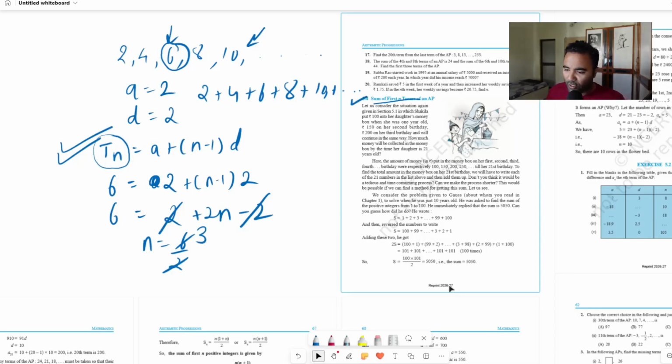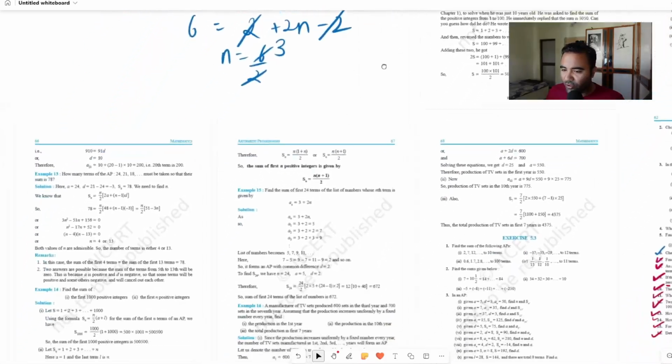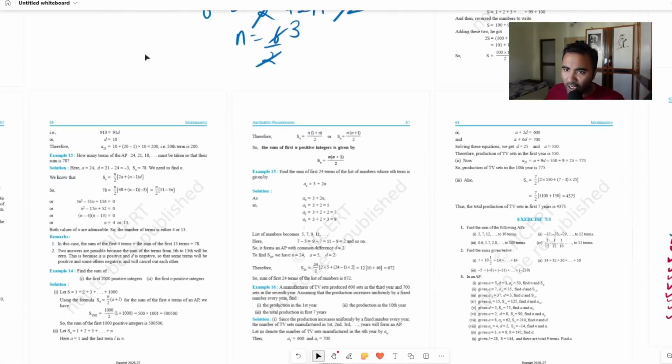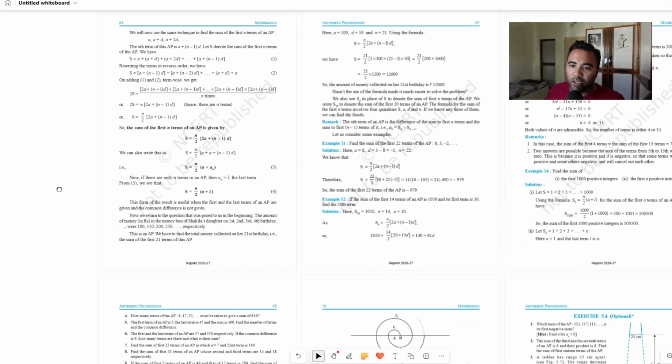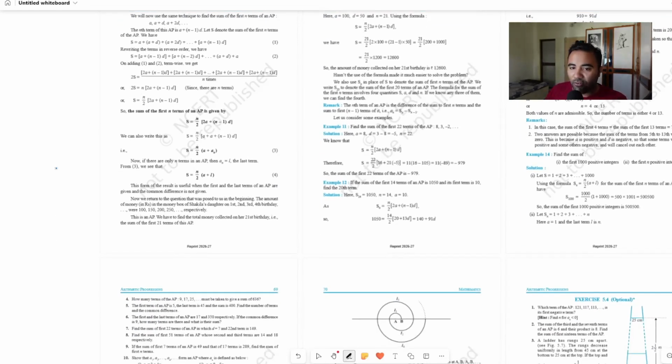There is only one formula. There is a derivation given, you can use that. But derivation, I don't think the NCERT people ask the derivation, they usually don't. So we'll just simply write the formula. This is this one: S is equal to n upon 2 into (2a plus (n minus 1) d).